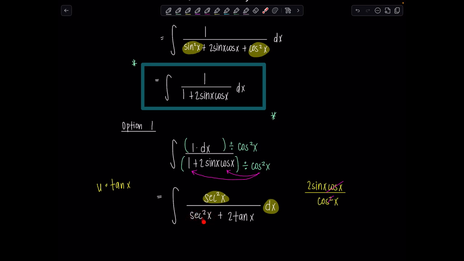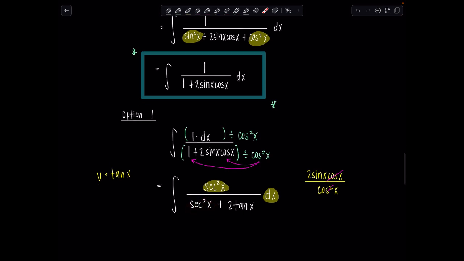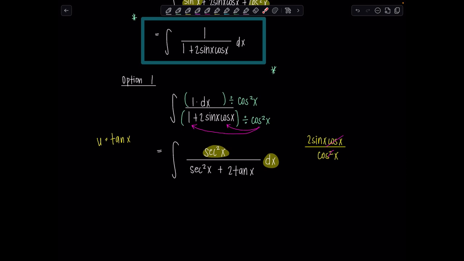What about secant squared x? I don't love that, but I can replace secant squared x with tangent squared x plus 1 and be in business. See how I'm thinking backwards? Let's rewrite this, replacing that secant squared x in the denominator with tangent squared x plus 1. Now we're ready to make that substitution. If u is tangent x, then du is secant squared x dx, which is right here.